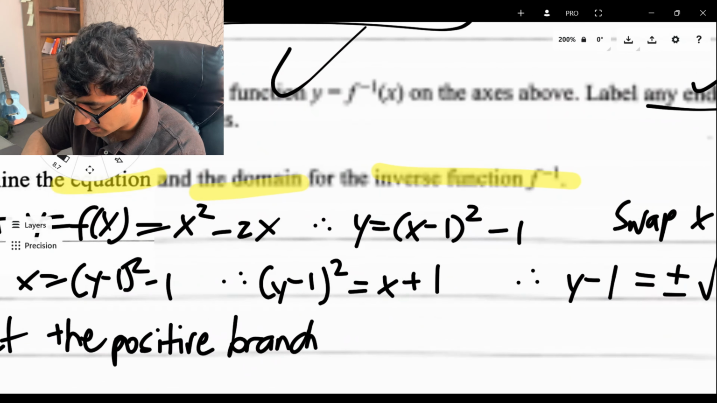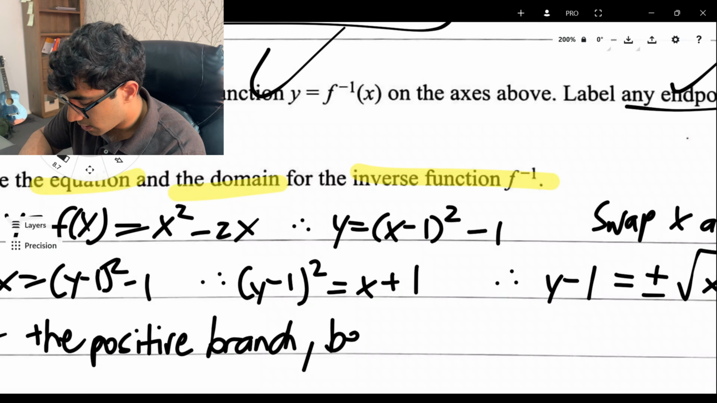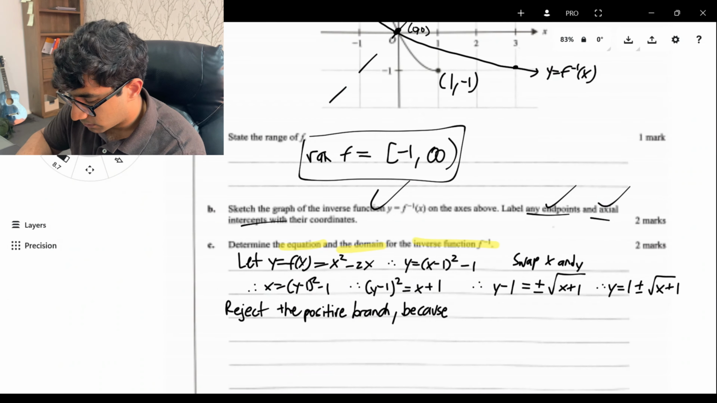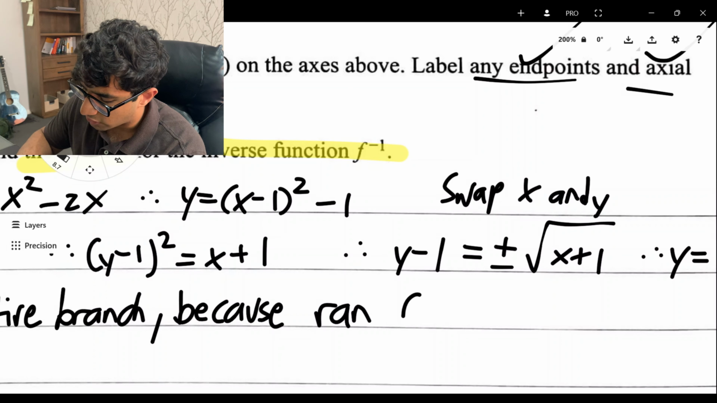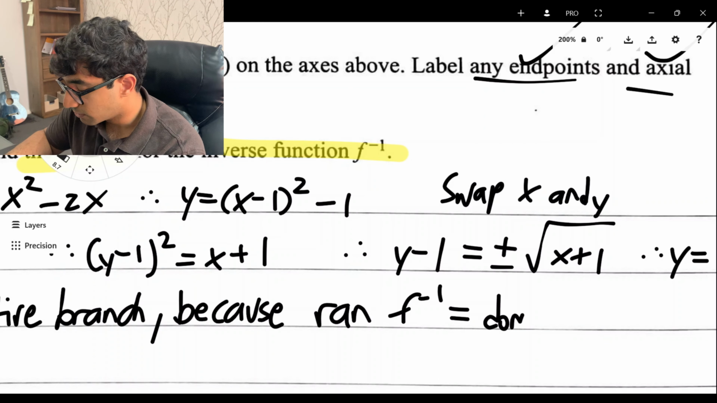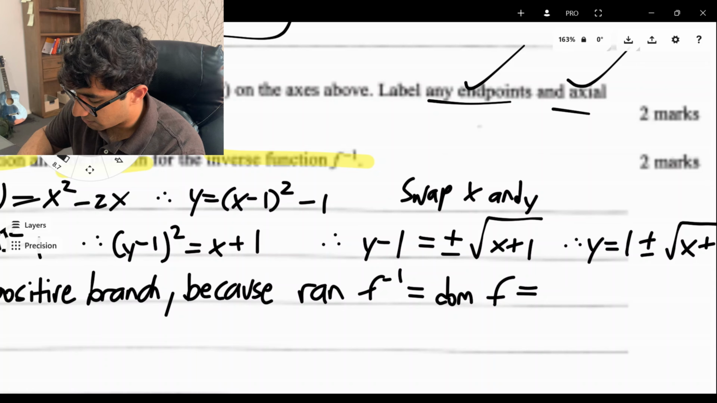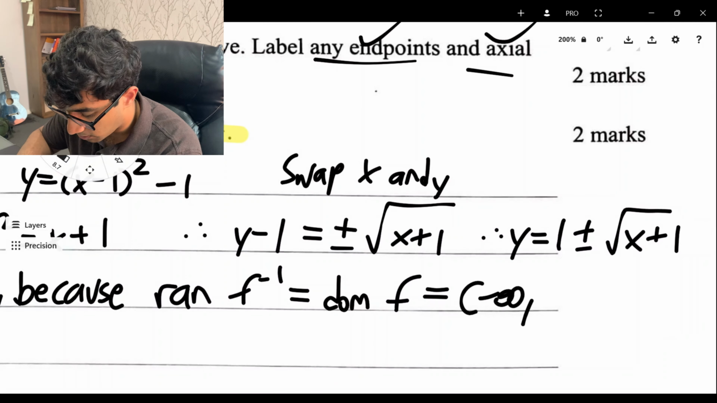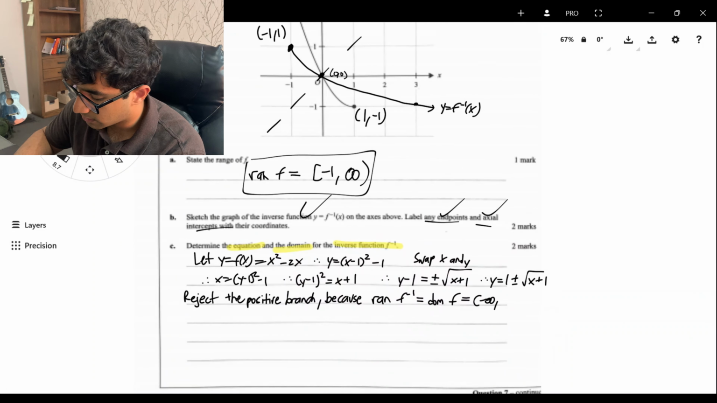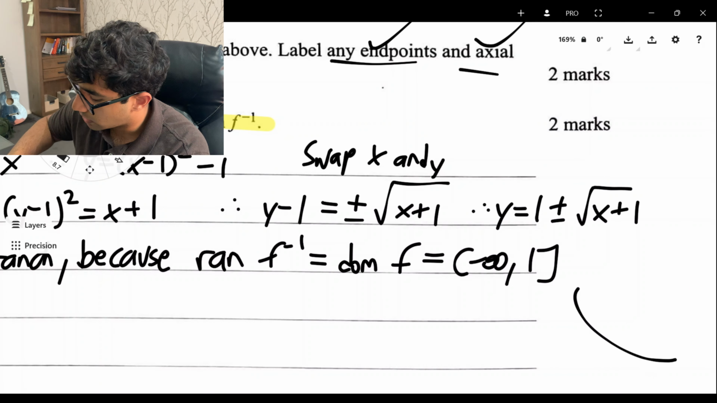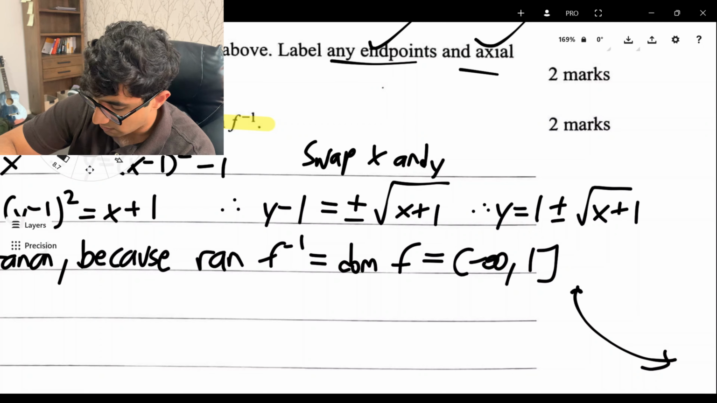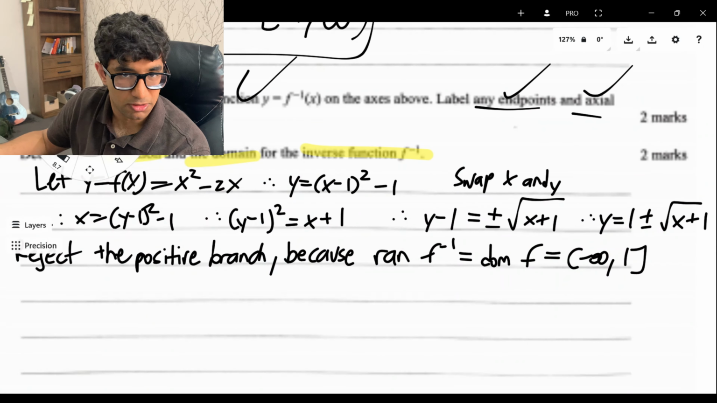You could also say because the range of your inverse function has to equal the domain of your original function, which has to be from negative infinity to 1 inclusive, okay? So because it includes negative infinity, it has to be the negative branch, because only the negative branch will stretch to negative infinity. Okay, so there's my reason. That's a pretty solid reason.